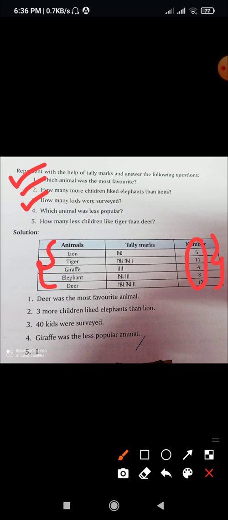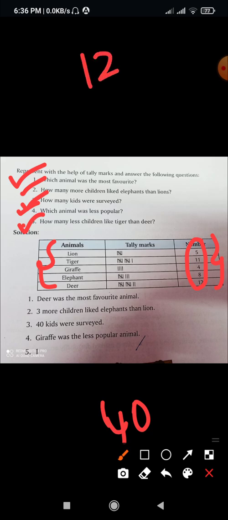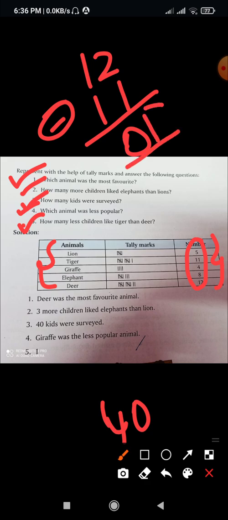Now question number 4, which animal was less popular? Less means least, the minimum times they have shown that animal. The giraffe was the less popular animal. Now question number 5, the last question, how many fewer children like tiger than deer? They have shown the deer 12 times and the tiger 11 times. So the difference between deer and tiger is 1. So the answer is 1.